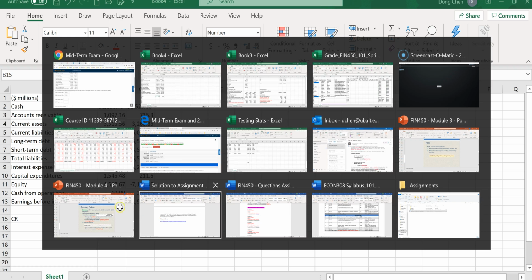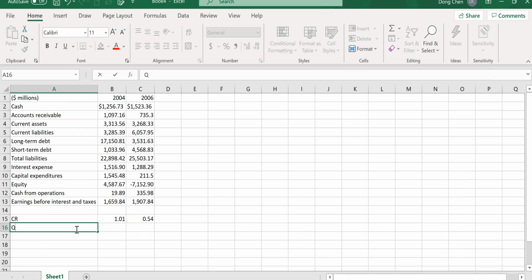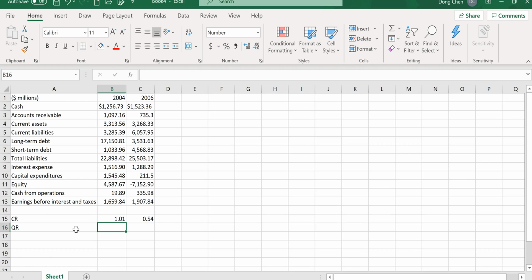And the quick ratio. The quick ratio eliminates the relatively illiquid current assets from the numerator of the current ratio and keeps the same denominator, the current liabilities. So basically we include cash and cash equivalents and also accounts receivable. That's the numerator of the quick ratio.